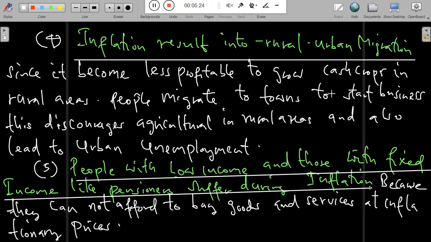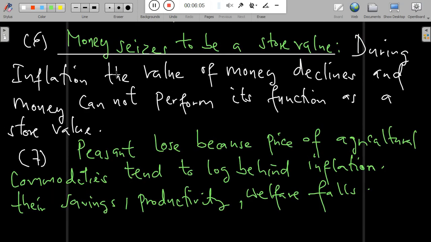Another effect is that inflation results in rural-urban migration. Since it becomes less profitable to grow cash crops in rural areas, people might migrate to towns to start businesses. This discourages agriculture in rural areas and also leads to urban unemployment. People with low income and those with fixed income, like pensioners, suffer during inflation because their regular income is fixed. So any change in the price level affects their income.